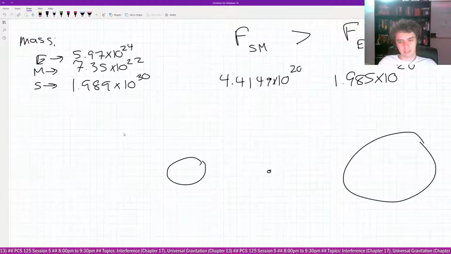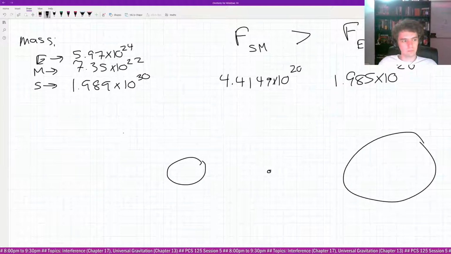But again, if they were just still, yeah. Isn't the centripetal acceleration only due to the gravitational force? It is.